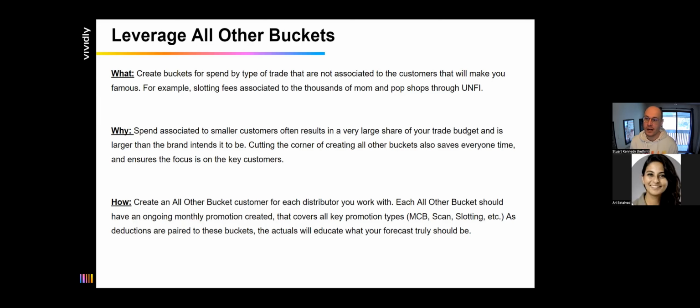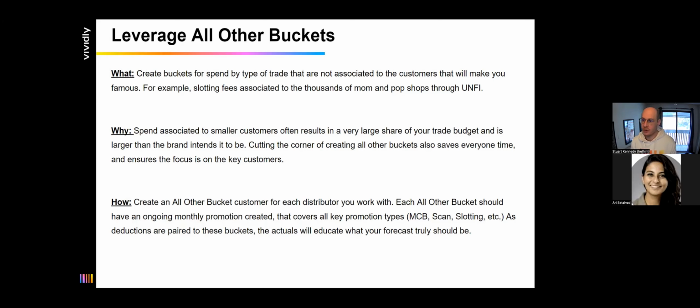And because you're starting to track this, you'll identify this. And then you can see, well, where is the spend going and why, and how do we stop it? So you can start to shrink those all other buckets, and then spend more in what I like to call the customers that are going to make you famous. This was a consistent trend across each of the brands that I worked at, and what I think really helped us succeed and sell to strategics. We were always allocating spend in the customers that were going to make us famous.